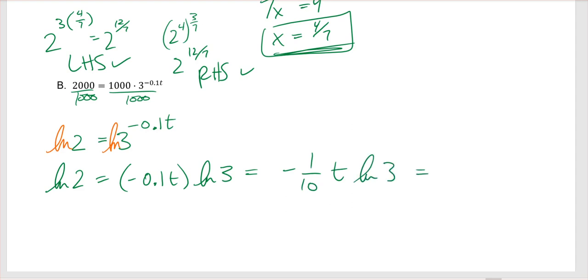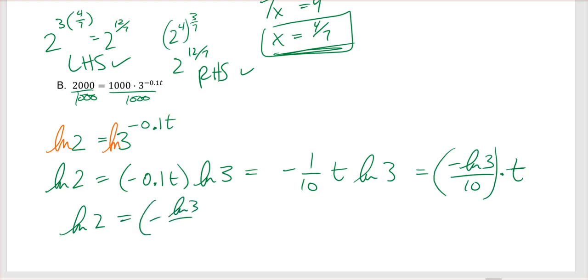This is just rearranging this. We can write it as negative natural log 3 over 10 times t, right? Just rearranging it so it's got the number part and then the variable part separate. So on our left-hand side, we've got natural log of 2, and on our right-hand side, we've got negative natural log 3 over 10 times t, and now we can solve for t.